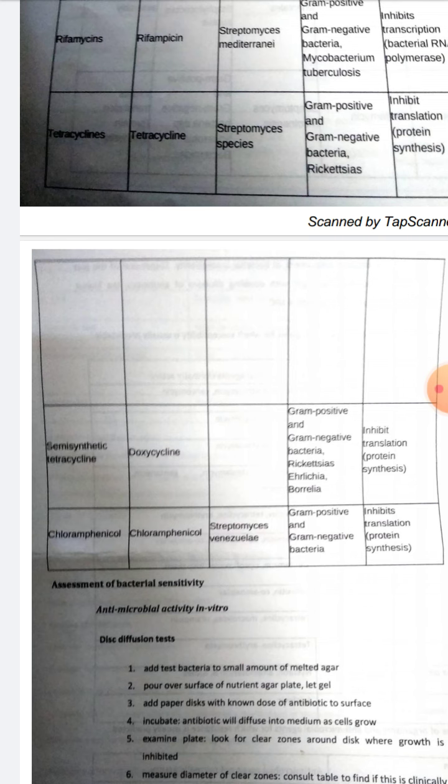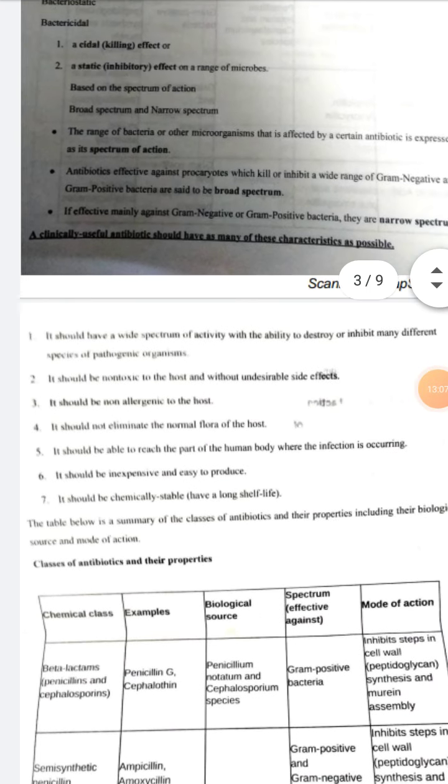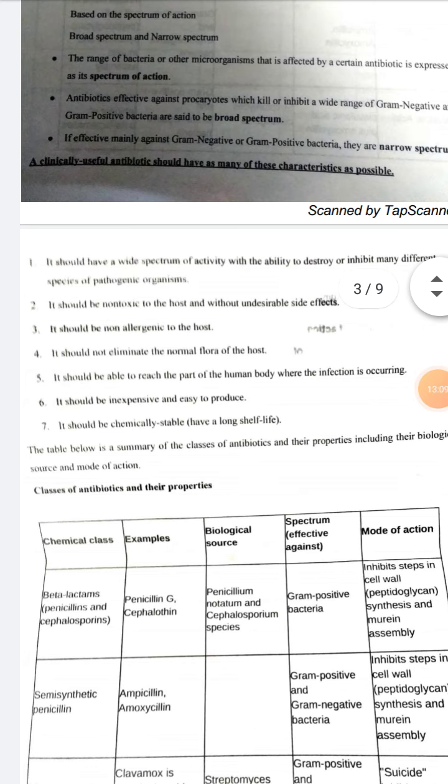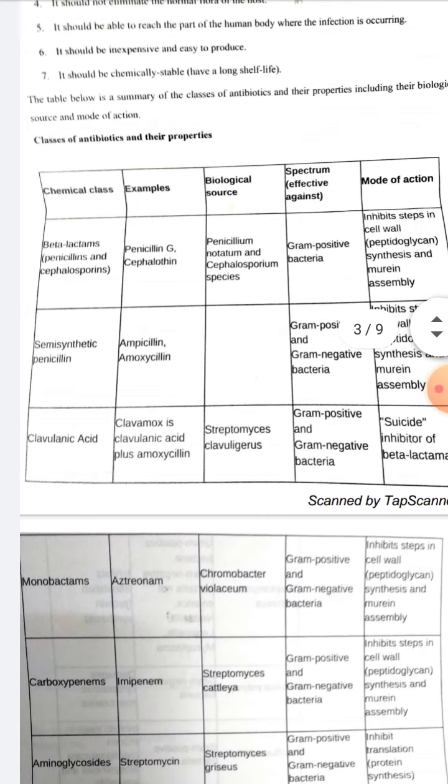Next is chloramphenicol. It is an antibiotic useful for the treatment of a number of bacterial infections, and it has bacteriostatic activity, and it is derived from Streptomyces venezuelae. It is effective against gram-positive and gram-negative bacteria, and it inhibits protein synthesis. So these are the classes of antibiotics and their properties, very important.